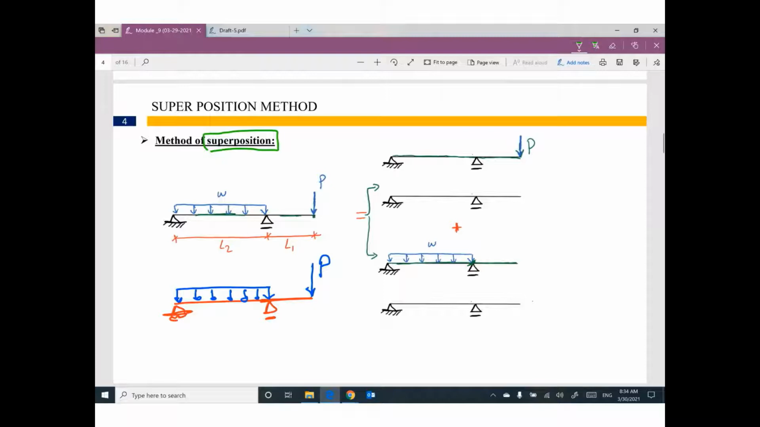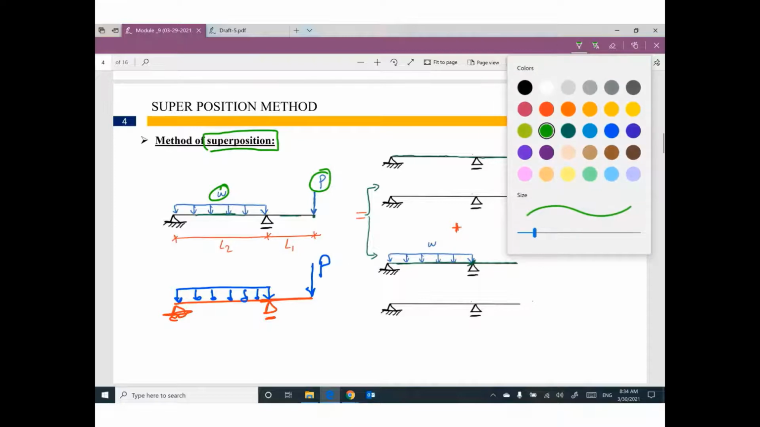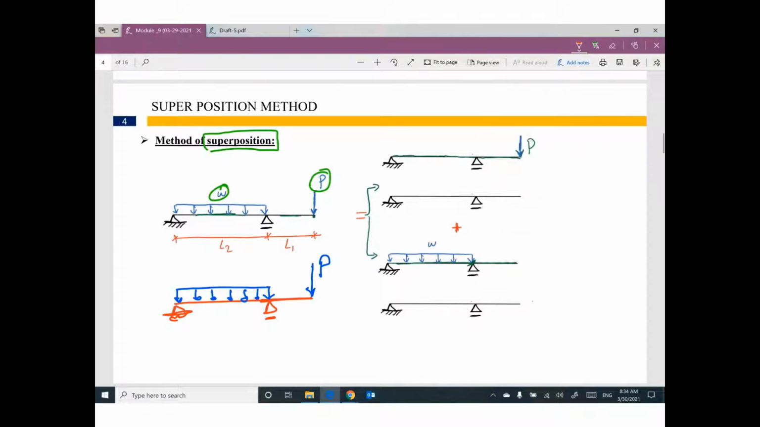Superposition means, how many loads do you have? 1, 2. Go ahead and assume we have each one alone. Assume your beam with this concentrated load only. And then assume your beam with this uniform load only.